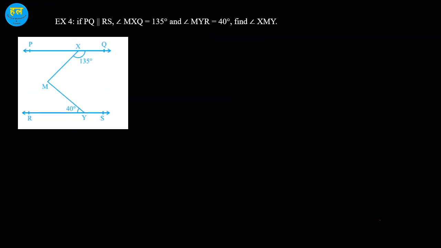Let us start with example number 4. In the following diagram, PQ is parallel to RS, this is our line PQ, and it is parallel to line RS, and angle MXQ is equal to 135 degrees, and angle MYR is equal to 40 degrees. We have to find angle XMY. That means we have to find this angle.